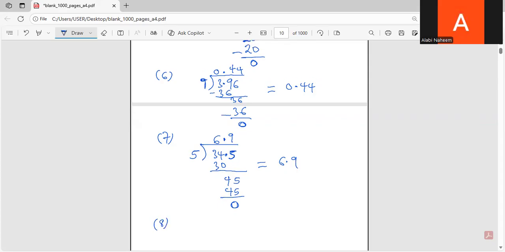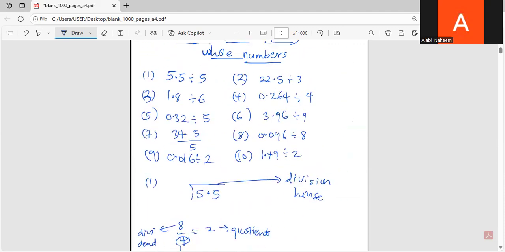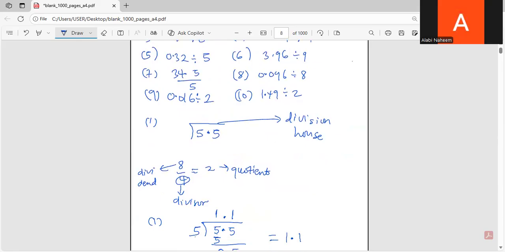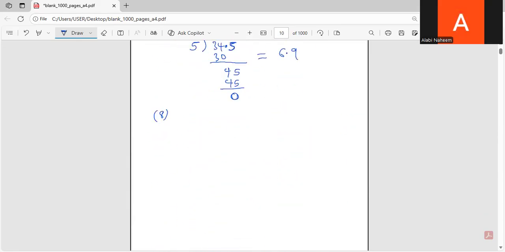Next question, number 8. That is 0.096 divided by 8. Division house, the dividend 0.096 divided by 8. In this case, what do we do? We already have 0.096, right? See the 0 point, we have the 0 point. The 0 here, also include the 0 there. Just like the other question where we had something like 0.2, 0.32. I said the 0 point, in the quotient side, put it there, 0 point.